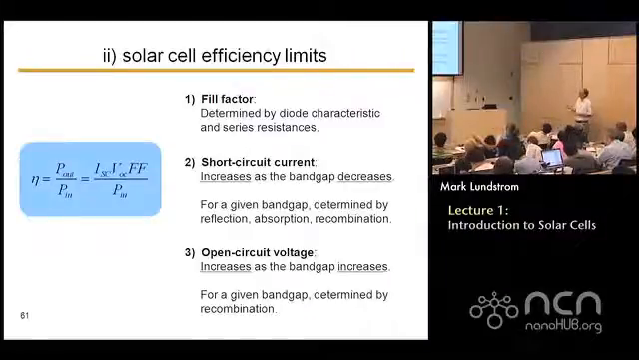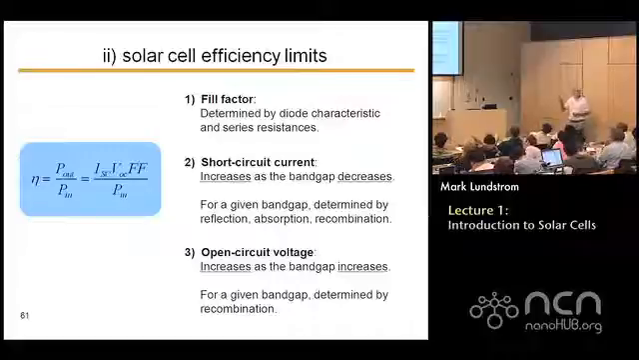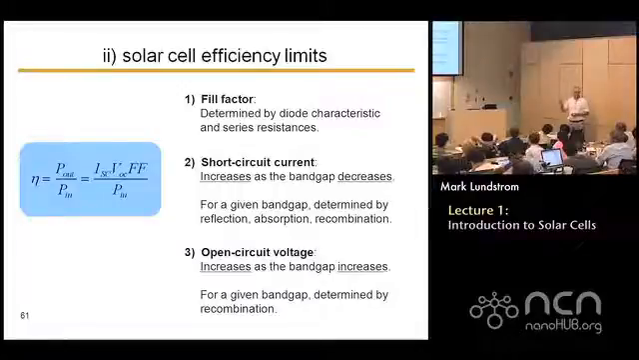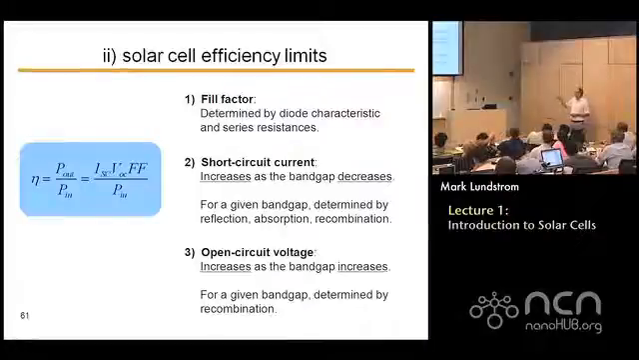Now, the short circuit current. Well, the smaller the band gap, the more photons I can absorb from the solar spectrum. So the short circuit current strongly depends on the semiconductor that I've chosen. If I've chosen a given semiconductor, then I have to work hard to minimize the reflection of photons from the top surface, to maximize their absorption in the layer, and to minimize their recombination.